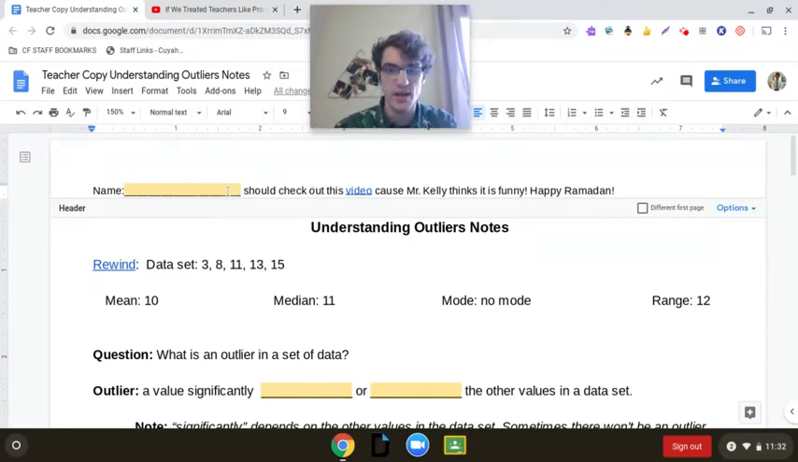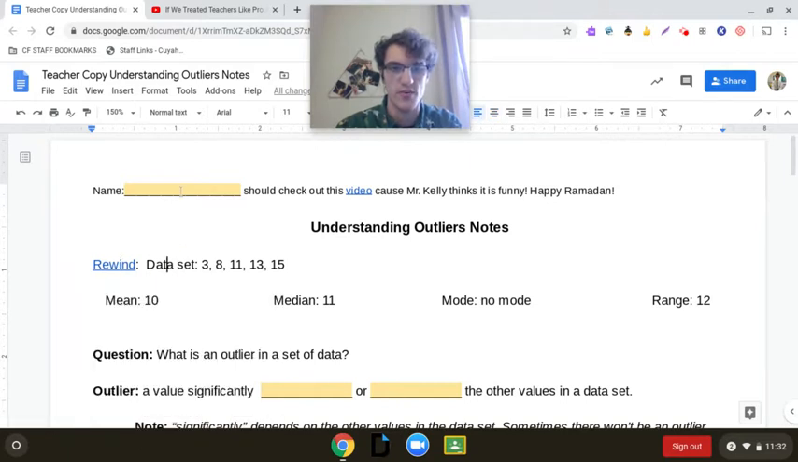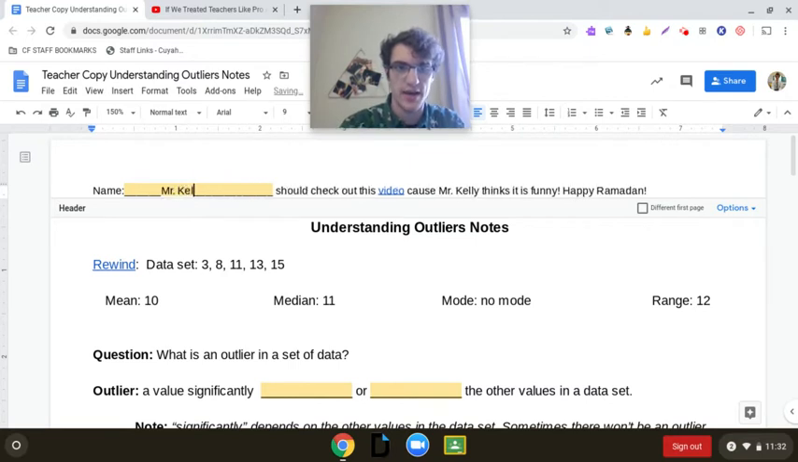For these notes, last Wednesday we talked about mean, median, mode, and range. I have a key to those notes linked right here, if you want to check that out. We're going to be talking about outliers today, so you can go ahead and put your name up here as I am doing.